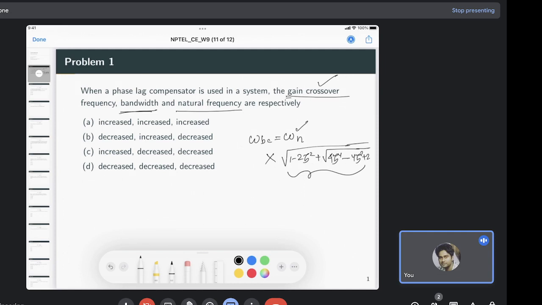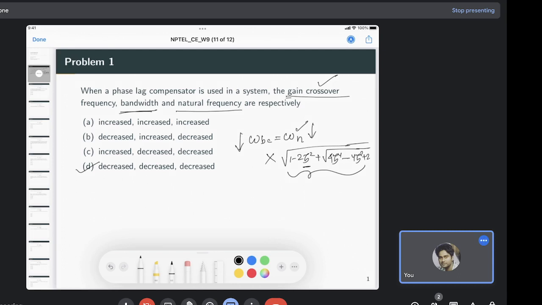This lag compensator has very negligible effect on the transient response in the mid frequency range. So the damping coefficient will remain more or less the same. Once the bandwidth is decreased, the natural frequency will also decrease. So when a lag compensator is added, we shift the gain crossover frequency to the left, the bandwidth also shifts to the left, and so does the natural frequency. That means the gain crossover frequency, bandwidth, and natural frequency will all decrease once a lag compensator is added to the system.